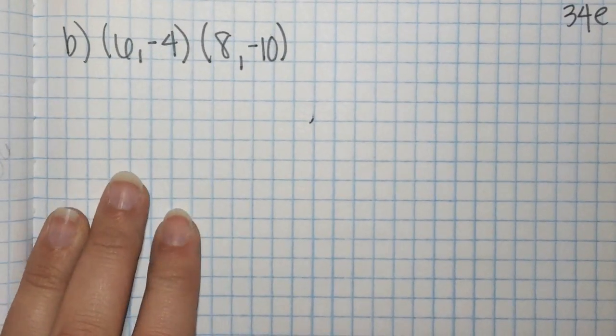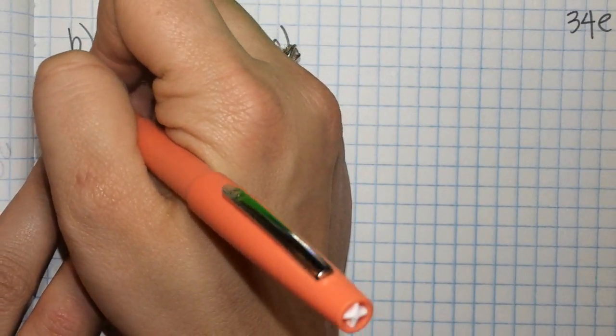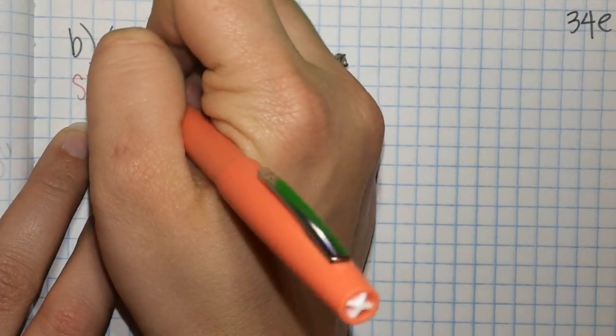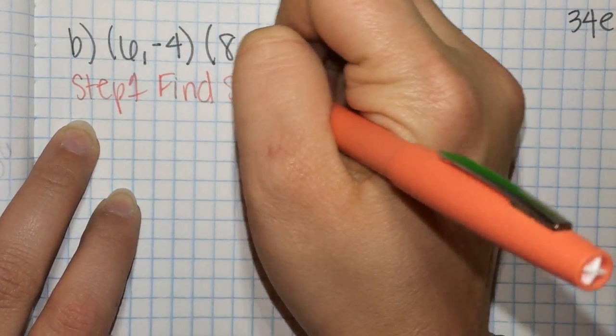Okay, so we're given 2 points. What did step 1 tell us to do? Find slope. Alright, so let's write step 1, find slope.